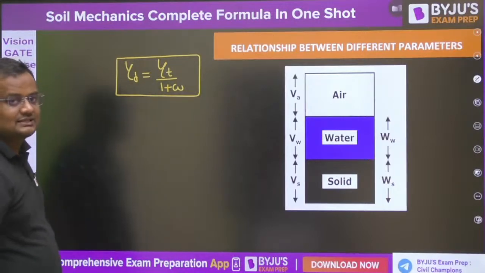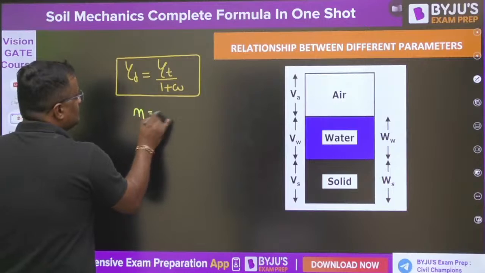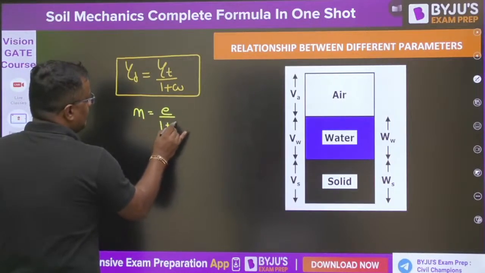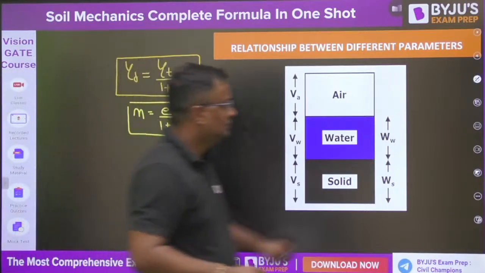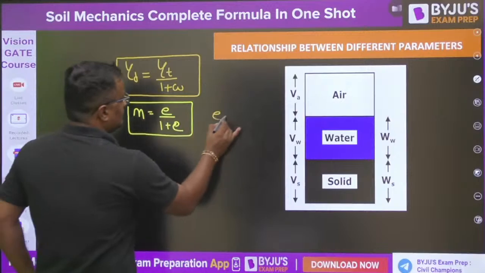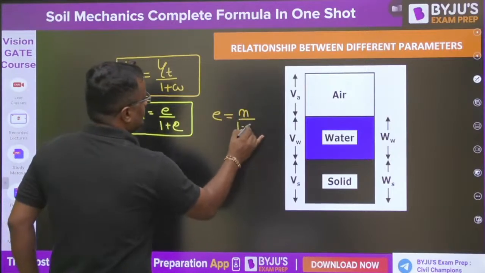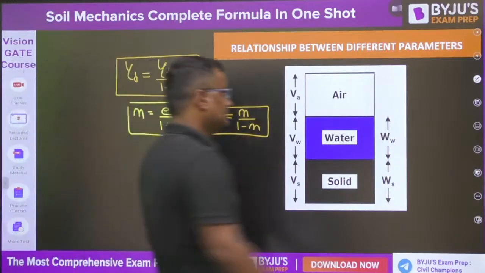Okay, what is small w? Water content. N is equal to e upon 1 plus e. What is N? Porosity. I told you. And if you rearrange these formulas, then void ratio is porosity upon 1 minus n. Okay, sir, got it, sir.